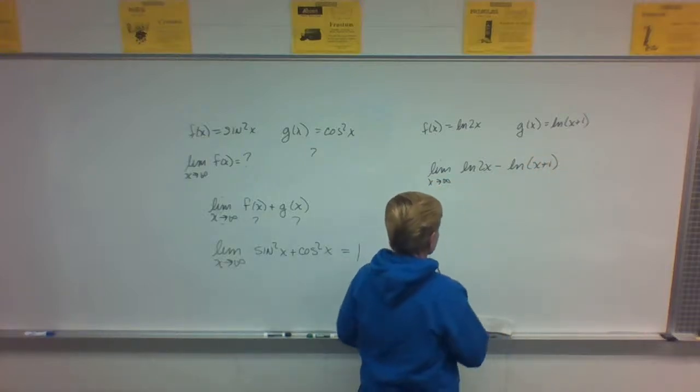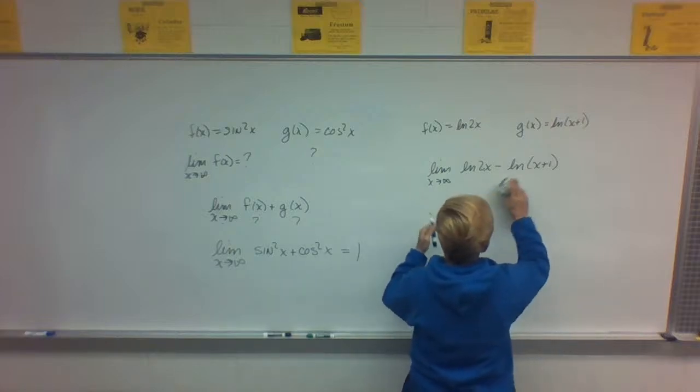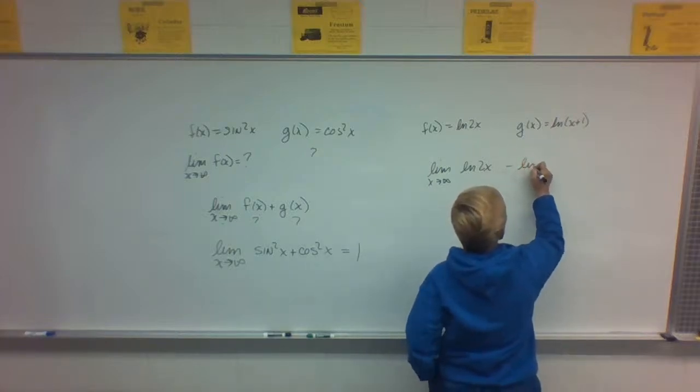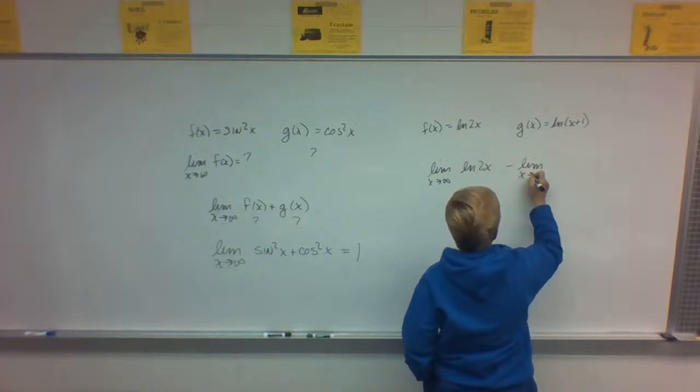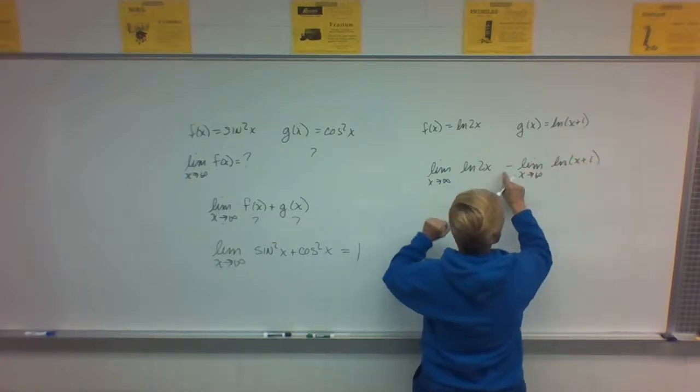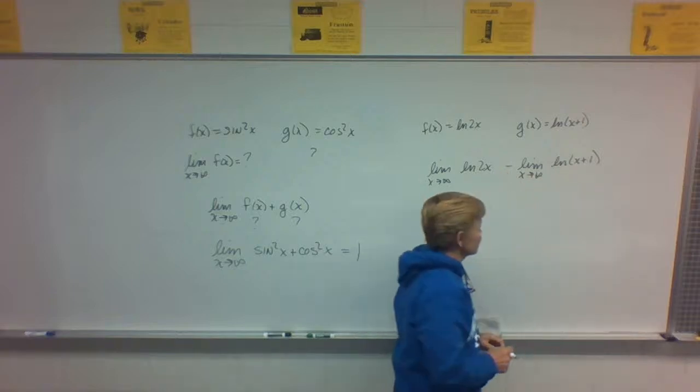Actually, this is what they want us to do. They want us to find this limit by limiting each one. So we're taking the limit of this one and subtracting the limit of this one, because that's what the properties tell us we should do.